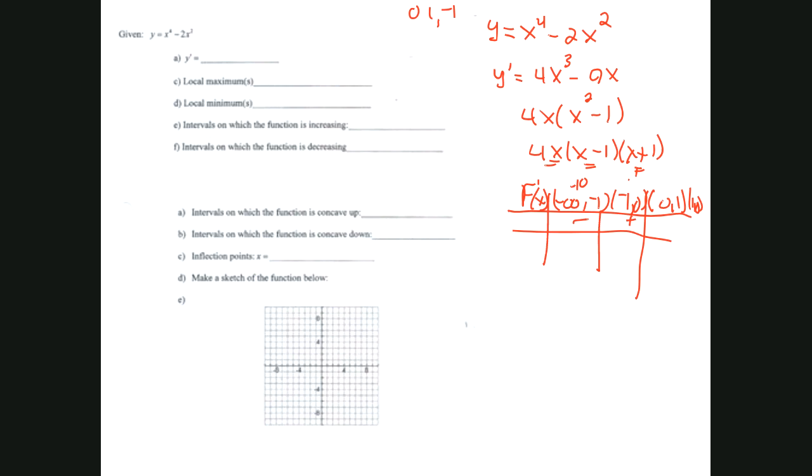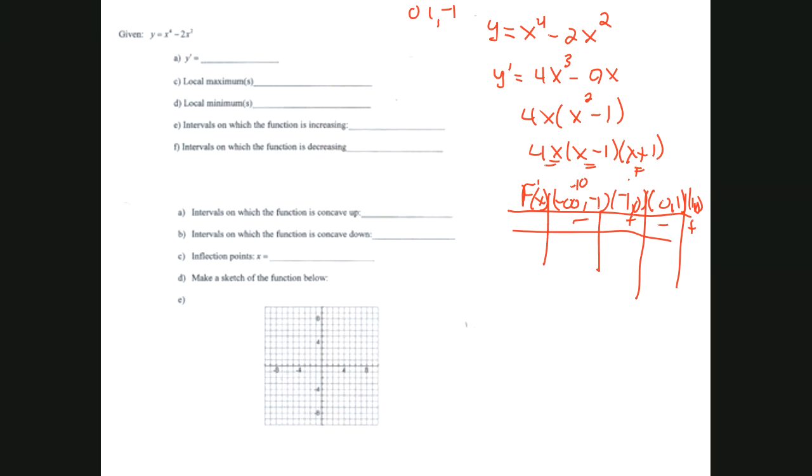How about 1/2? Positive, negative, positive. So that's going to be negative, and this is going to be positive. So now I could find my values, so I know exact points, but I'm not going to go there.